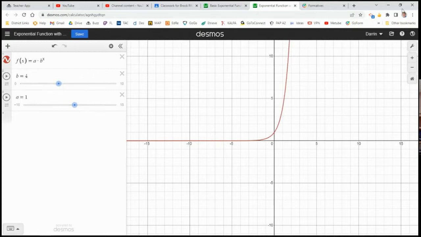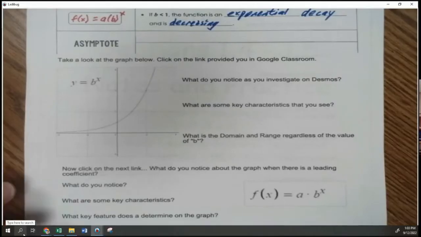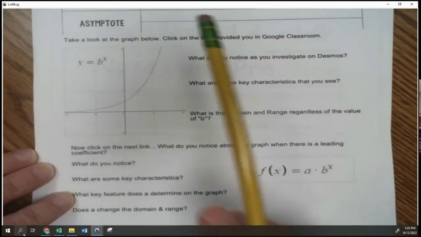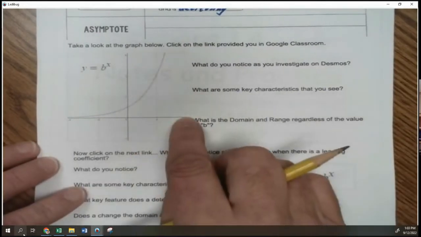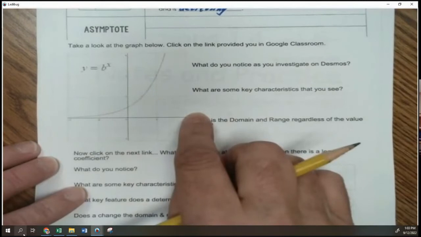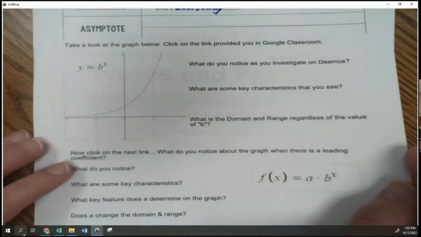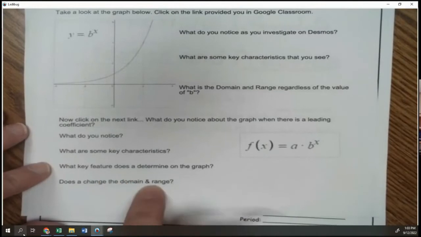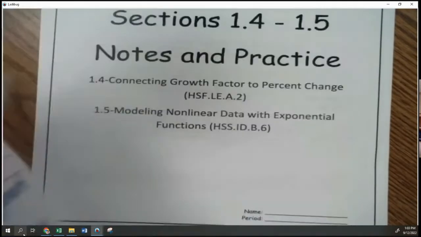All right, so let's go back to our notes here. So the domain and range, key characteristics: we know it gets increasingly bigger y as the x increases. Or if it's decay, it gets increasingly small as the x increases. And the A, when we changed the A from a 1 to other numbers, it didn't change the domain and range except for when A became negative. When A became negative, it flipped the graph upside down. Otherwise, you still had the same thing on there.